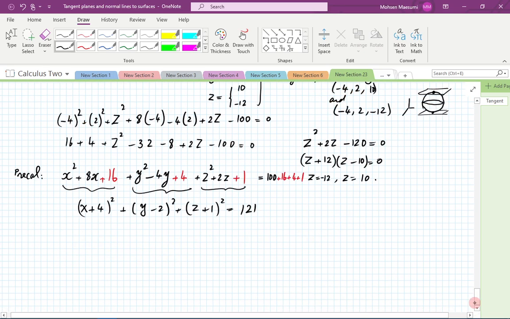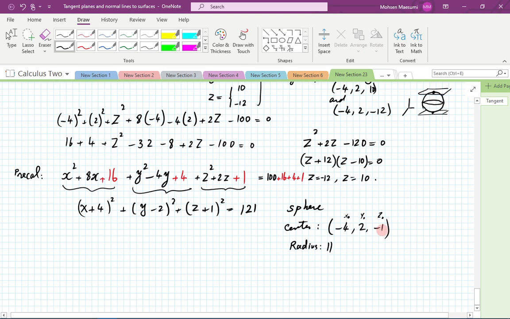Isn't that peculiar? So that is, what's that? That's a sphere. Where's the center of the sphere? Center is where these parentheses become 0: minus 4 and 2 and minus 1. What's the radius of it? Radius, of course, square root of that, 11. So this is the x, y, z of the center.